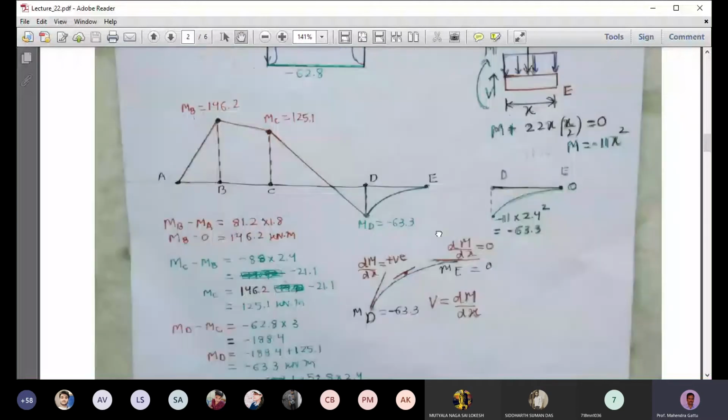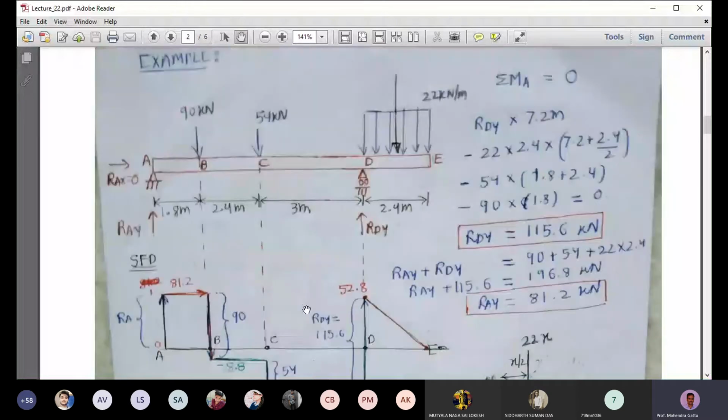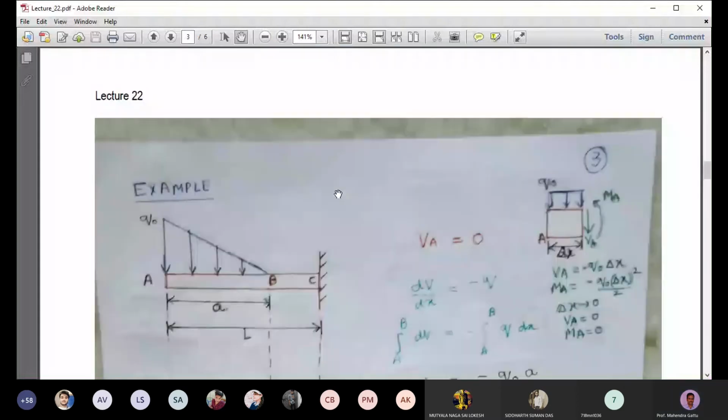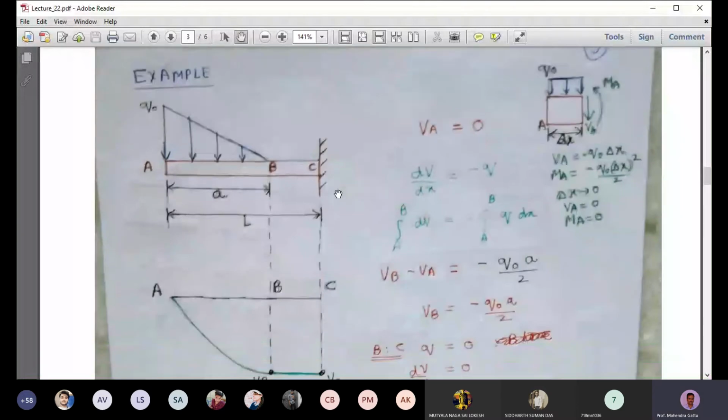Okay, so this is the way we can draw the bending moment diagram for this overhang beam with distributed load and concentrated loads. Okay, so we can now do another example, and I'll take a very small break and start this example after that.